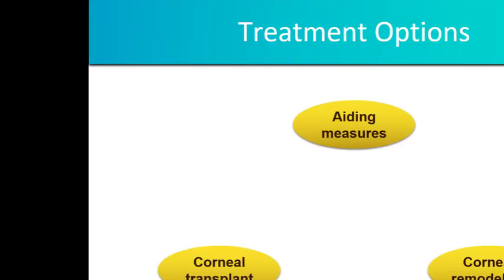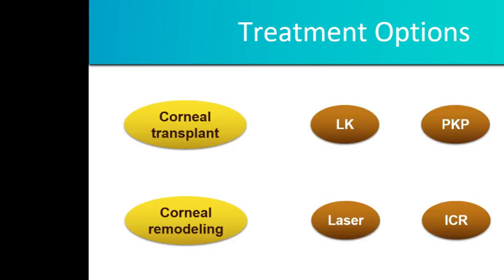Okay, so I categorize treatment options into 3 categories: aiding measures, corneal remodeling, and corneal transplantation. Corneal transplantation, we have LKP, PKP. Corneal remodeling, laser, which is customized laser vision correction, or intracorneal rings. They change the shape of the cornea. Aiding measures, contact lenses, glasses, or phakic IOLs. Right? Okay. How to use them?